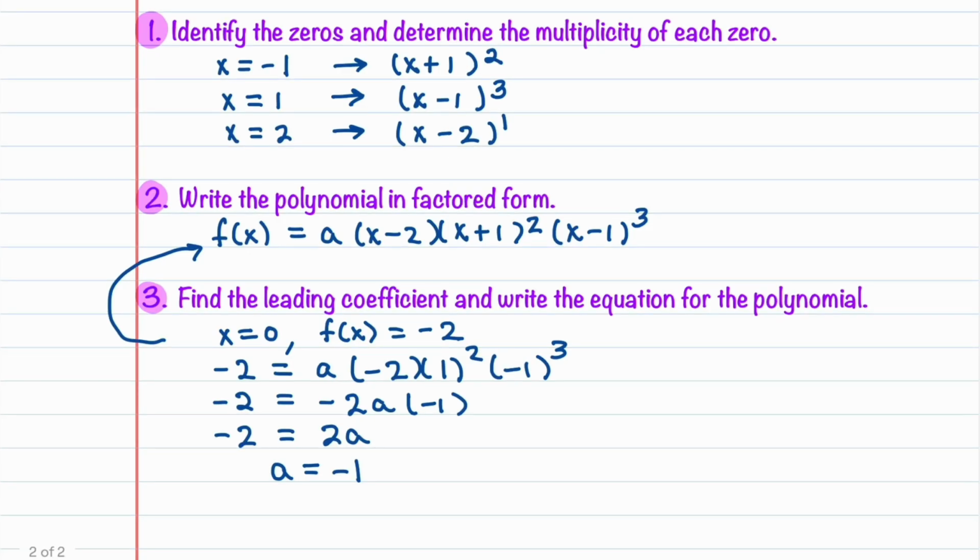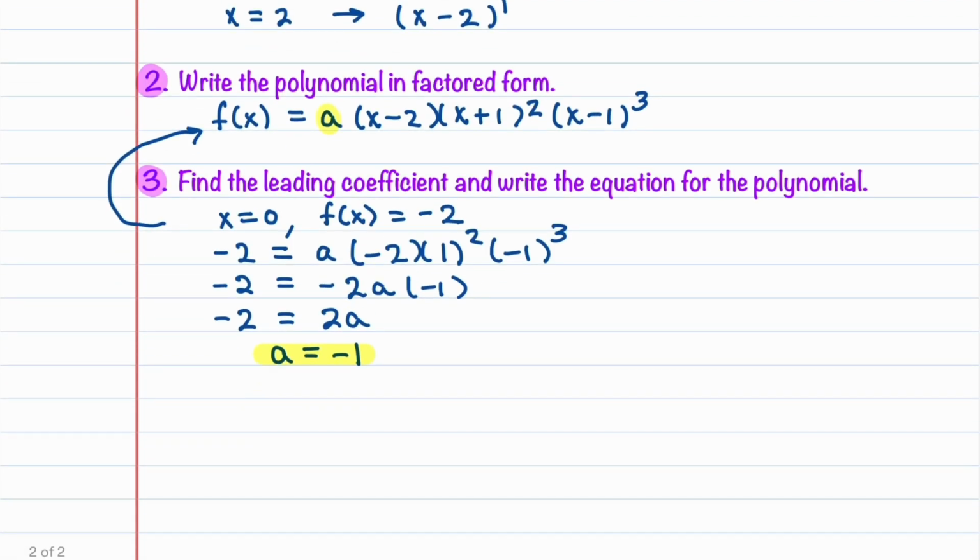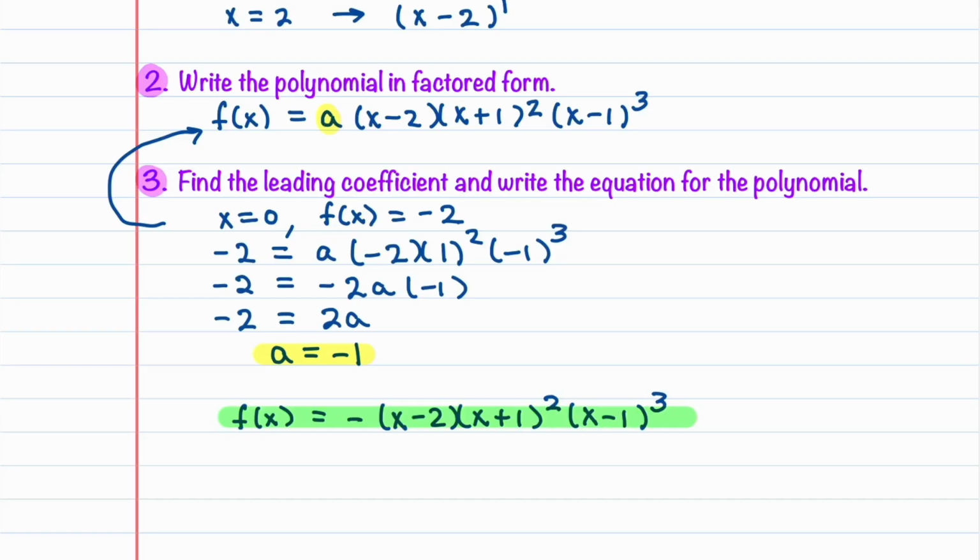So we're going to take a as -1, and we're going to plug it back up into our function. And we can write down f of x. f of x is negative because of the -1, and then (x - 2), (x + 1) quantity squared, and then (x - 1) quantity cubed. And that's it. That's the equation of our polynomial.